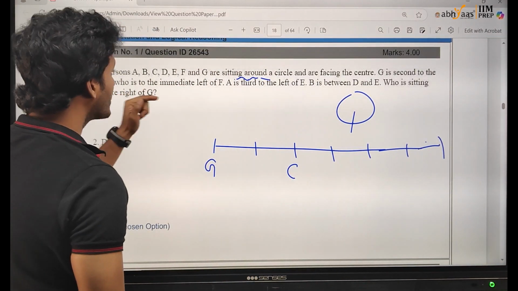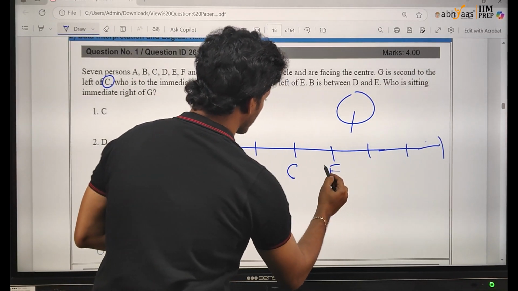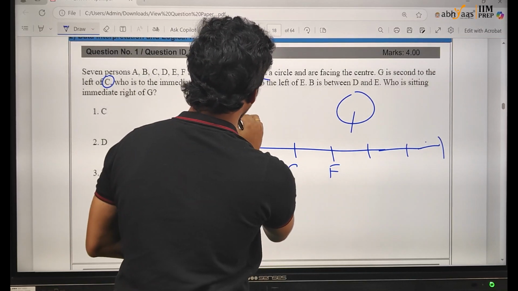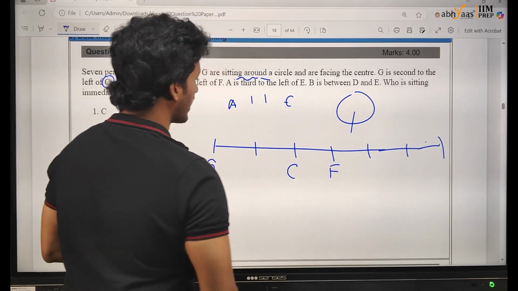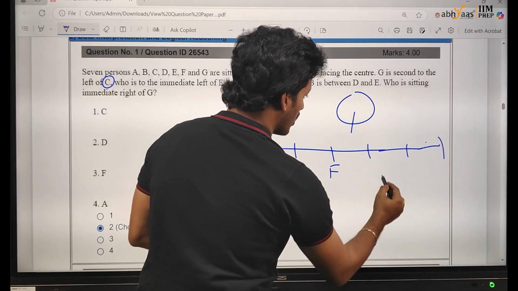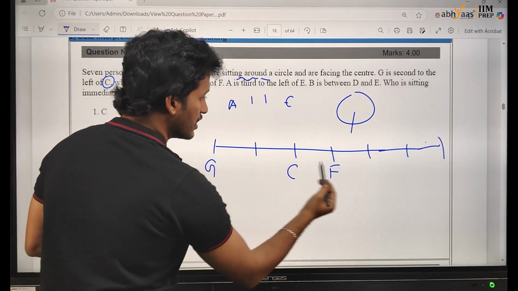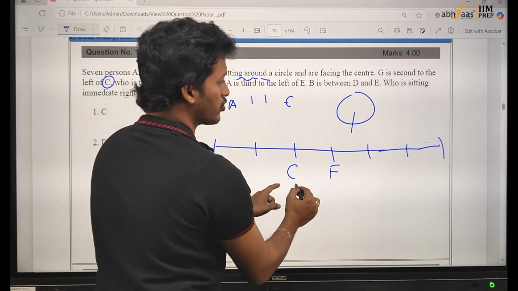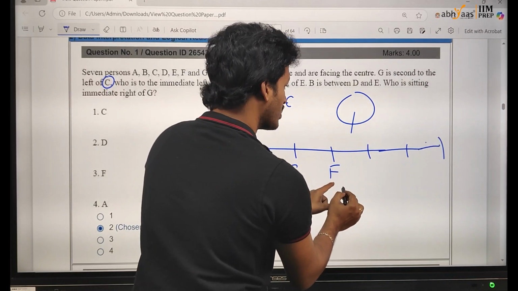Who is to the immediate left of F? So they are talking about C only. A is third to left of E. So if A is third to left of E, that means there are 2 persons in between A and E. That can be possible. If I take E here, A has to sit here, which is not possible. And again, if I take E here, A has to sit here, which is again not possible.